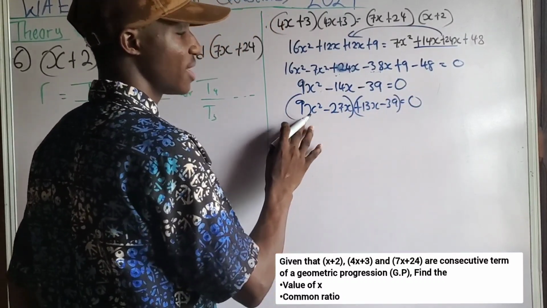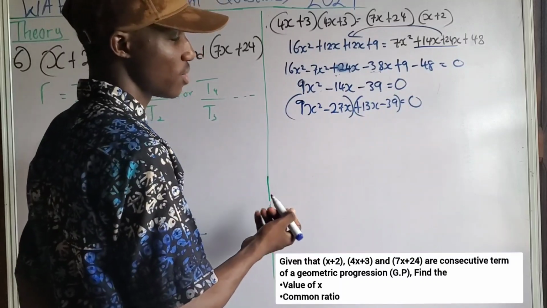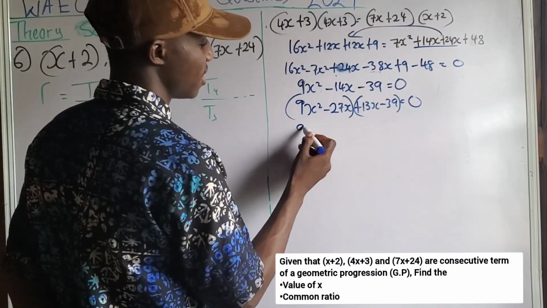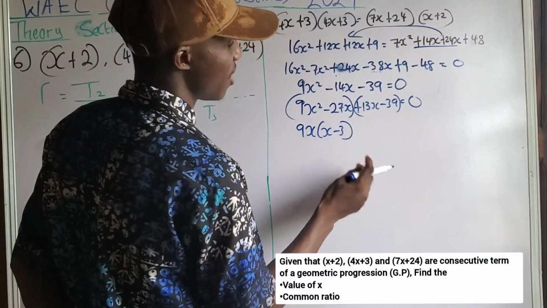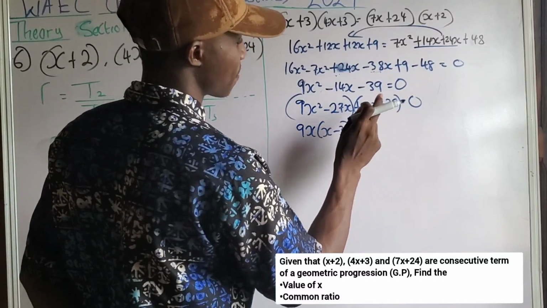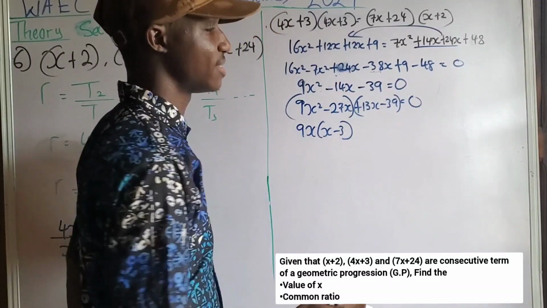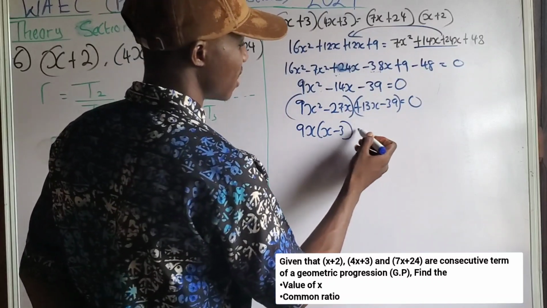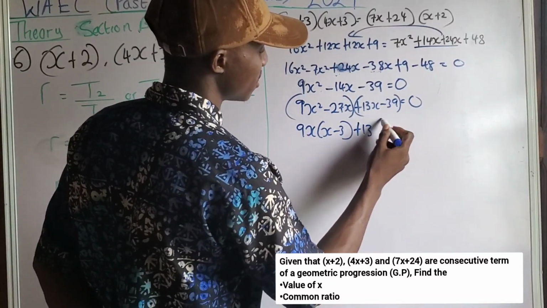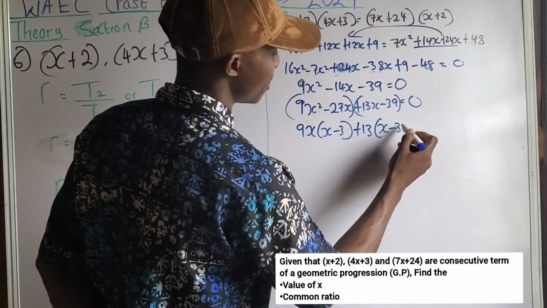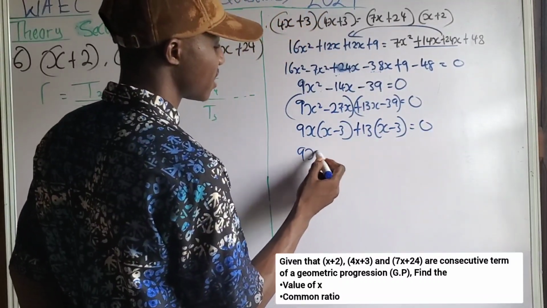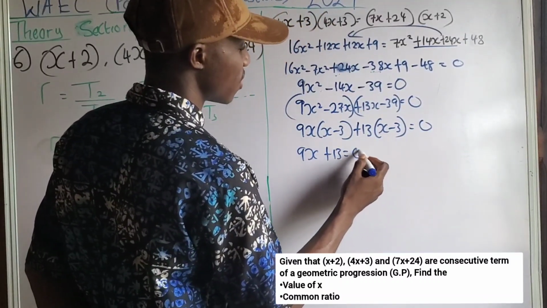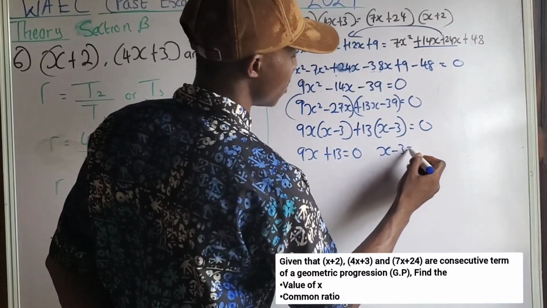Now, what is common to 9x squared and 27x? That is 9x, right? Yes. 9x multiplied by (x minus 3). Okay. Now, what is common to plus 13x and 39? That is plus 13. Plus 13 multiplied by (x minus 3). So equals to 0. Now, I'm going to have 9x plus 13 equals to 0 and x minus 3 equals to 0.